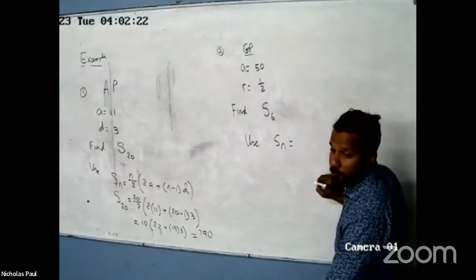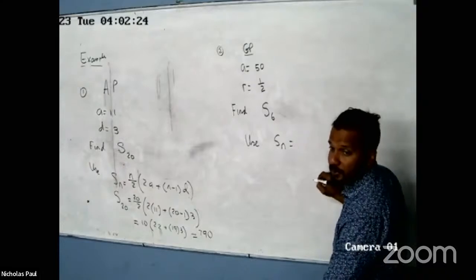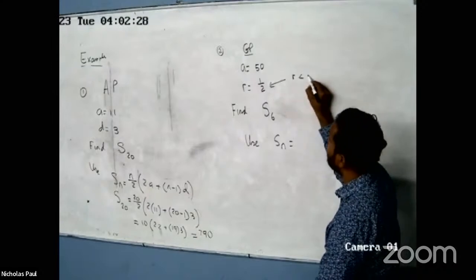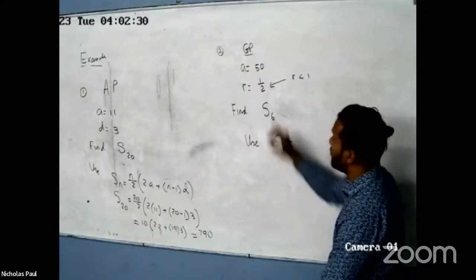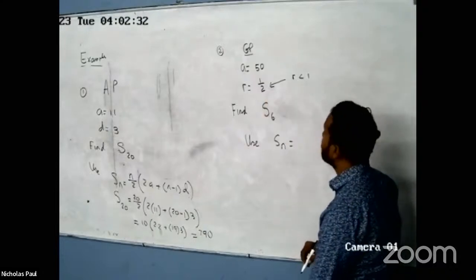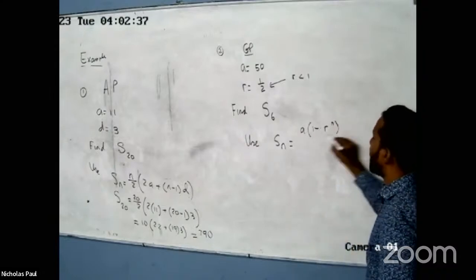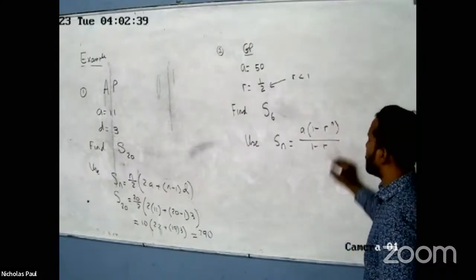Right. The one with the 1 minus. What's the reason for that? Right. R is less than 1, right? So we use this version here. So it will be A by 1 minus r to the n, all over 1 minus r.